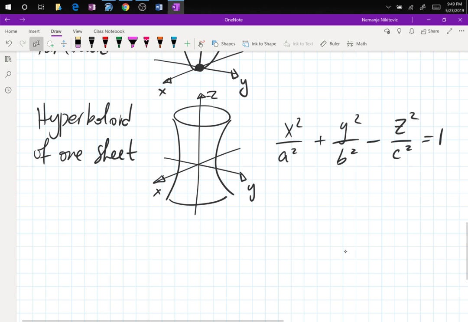Ellipse equation has a plus. Hyperbola, which is an inverted ellipse, has a minus. They look the same other than the plus and minus in the formula, if you know your 2D equations.